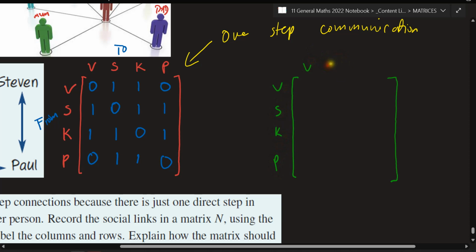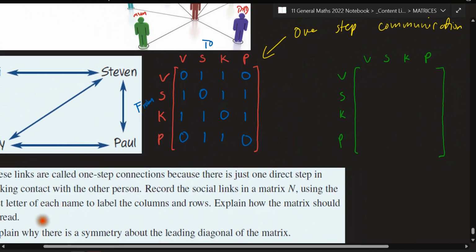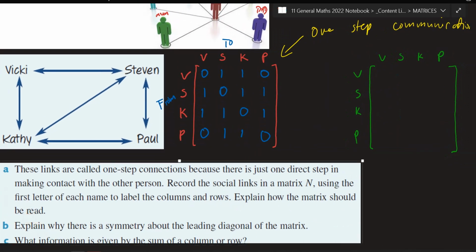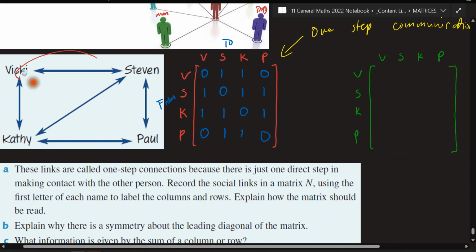S, K, P. All right, so this is where it might get a little bit confusing with how the two steps work. When it comes to two steps and one steps, you've got to be mindful of the arrows, because they tell you what direction they can communicate in. These are all double-headed arrows, which means you can go one way but also the other way.